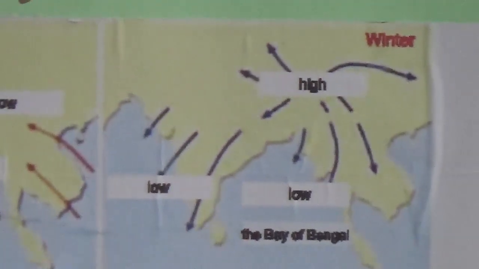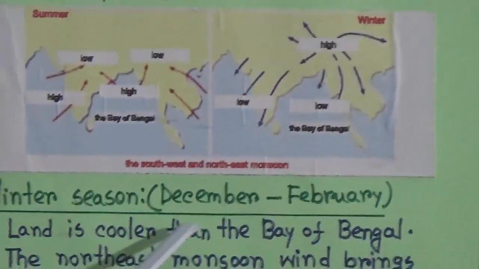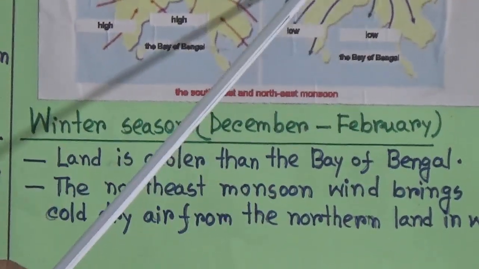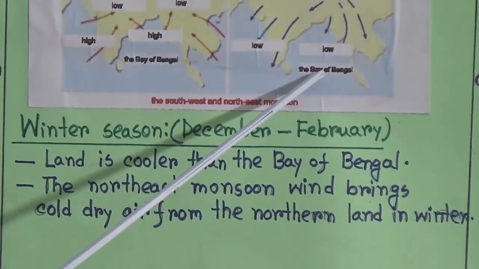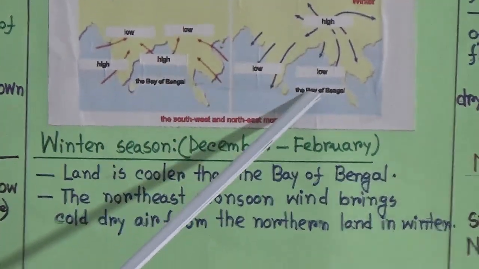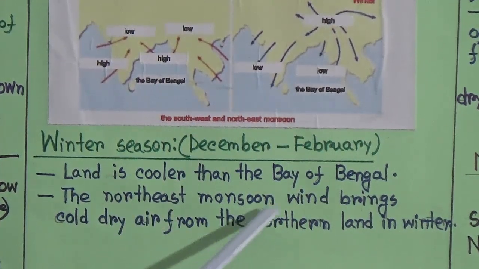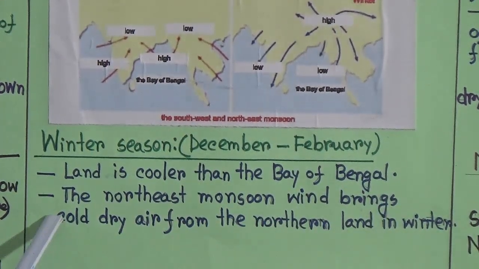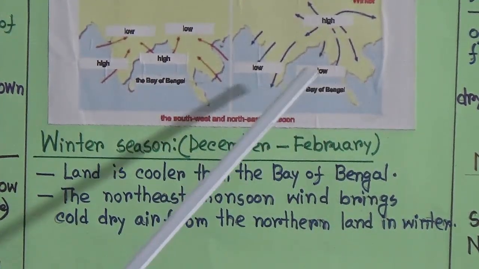Now come to winter season. From December to February, we consider the winter season in our country normally. During winter season, land is cooler than the Bay of Bengal. That means high pressure will arise over the land and low pressure will arise over the ocean, and during winter season air blows from land to ocean. The northeast monsoon wind brings cold dry air from the northern land in winter.